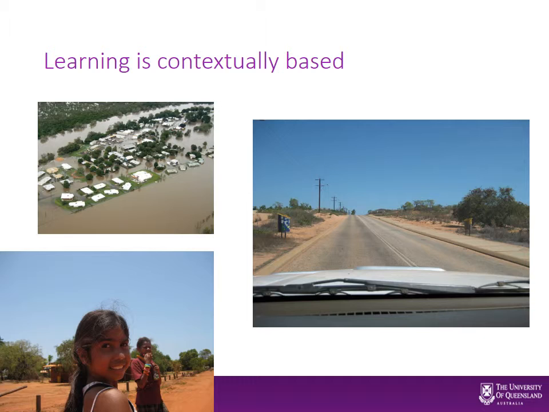And some of those issues can be flooding. As you can see, the school's inundated and it doesn't open then for months at a time. We can be thinking about the vast distances between anywhere where teachers can get professional learning. And then we can think about learners themselves in those contexts.